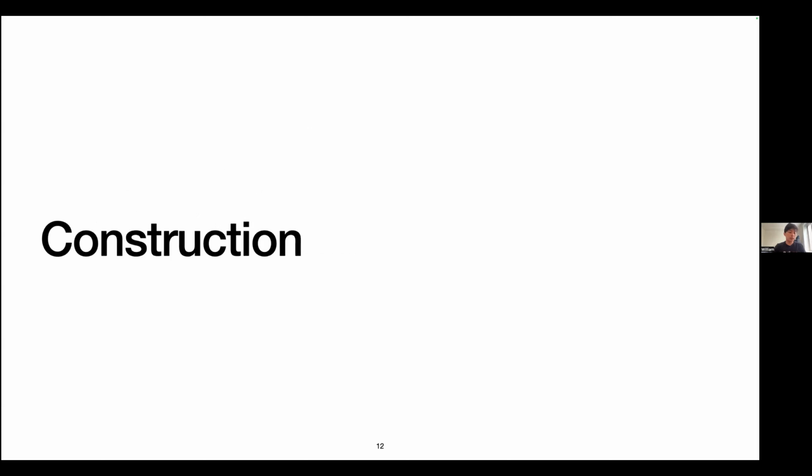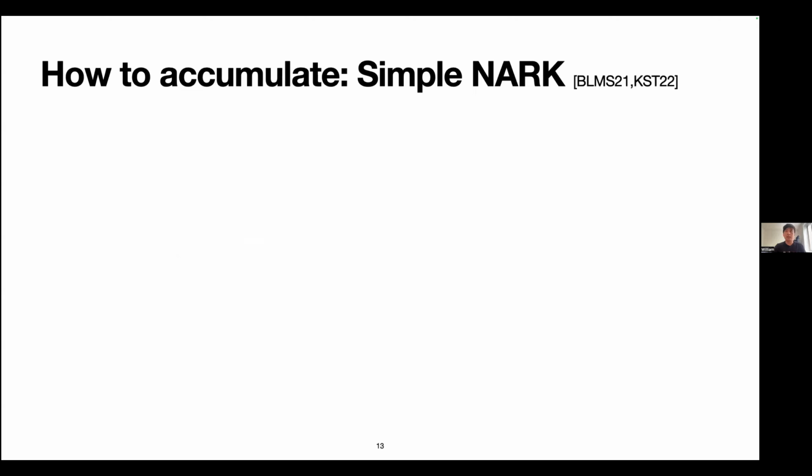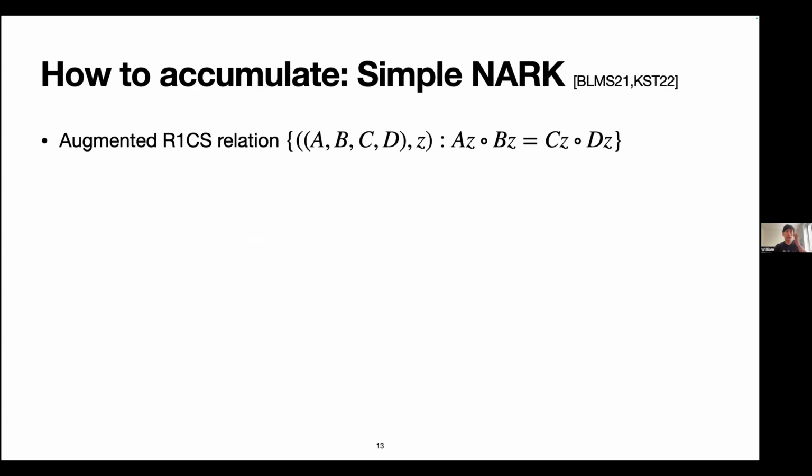All right, so let's actually get into how to construct our accumulation scheme. Our starting point will be an existing accumulation scheme. This can be Nova, Protostar, or anything else that's been proposed before. But for the purposes of this talk, let's stick with a concrete example, which will be a slight variant of Nova. We'll consider this augmented R1CS relation, where the instance is some matrices A, B, C, D, and the witness is a vector Z. We'll say it's valid if Az ∘ Bz is equal to Cz ∘ Dz, where this ∘ is the Hadamard product.